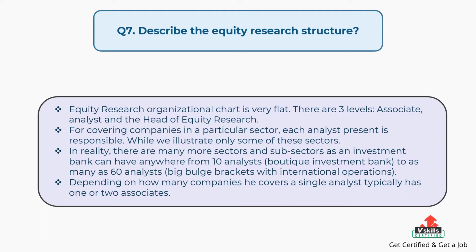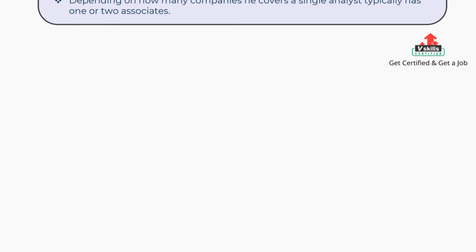For covering companies in a particular sector, each analyst present is responsible. While we illustrate only some of these sectors, in reality, there are many more sectors and subsectors, as an investment bank can have anywhere from 10 analysts, boutique investment bank, to as many as 60 analysts, big bulge brackets with international operations. Depending on how many companies he covers, a single analyst typically has 1 or 2 associates.